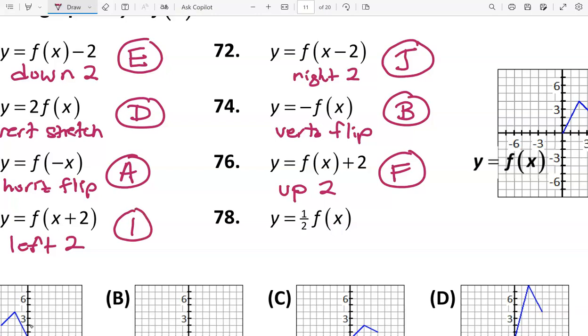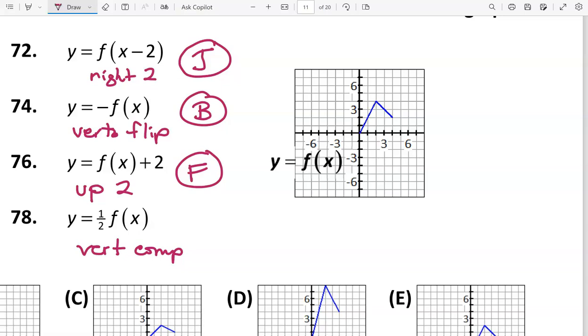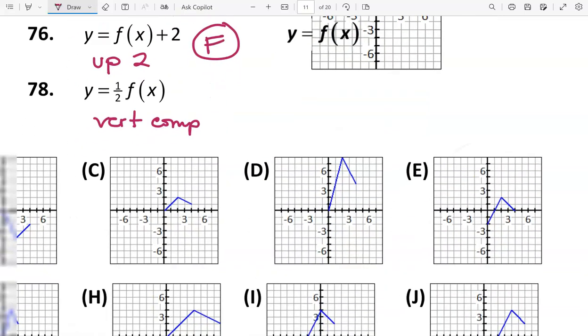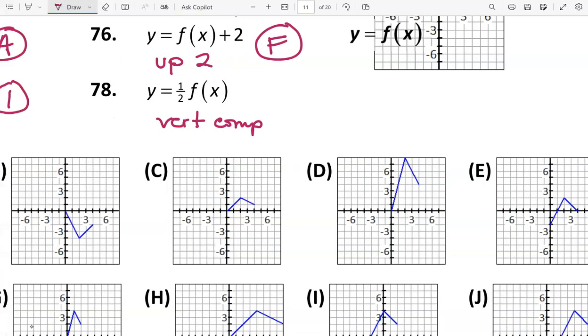Last, 78, we see a times 1/2 that's happening to the outside of the function. That means it's going to be a vertical transformation. And since multiplying by 1/2 makes all of the y values smaller by a factor of 1/2, this is a vertical compression. So if I have a vertical compression, the graph will be half as tall as its original. So let's take a look at the original and pick one that has been compressed vertically. That would be choice C.